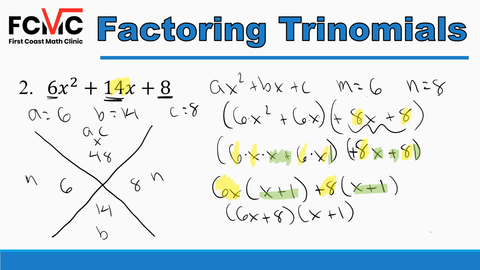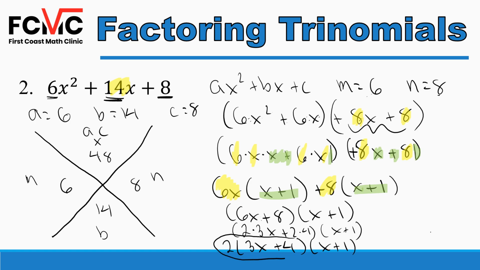Those are our answers. Now, if we look a little closer at the 6x plus 8, both of these are divisible by 2, so we can factor a 2 here because we know that this is basically 2 times 3x plus 2 times 4, and then x plus 1, and then we pull out the 2. So this is going to be 2 times 3x plus 4 times x plus 1. So that's going to be our final answer right here. 2 times 3x plus 4 times x plus 1. All right.